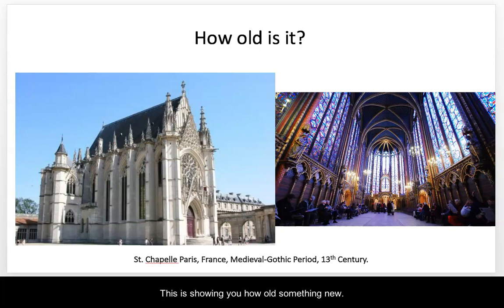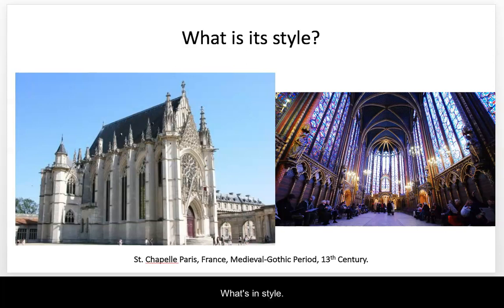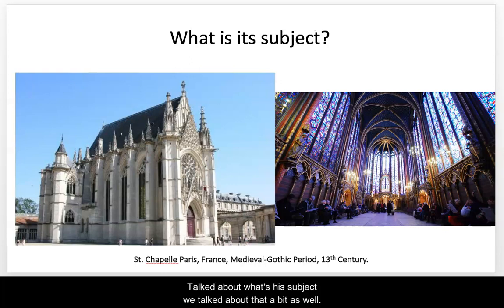So this is showing you how old something is. 13th century. What's its style? So let's look at this. It's from the 13th century. It's Gothic style, like I talked about. What's its subject? Well, we talked about that a bit as well. It's about a place of worship for the King of France.